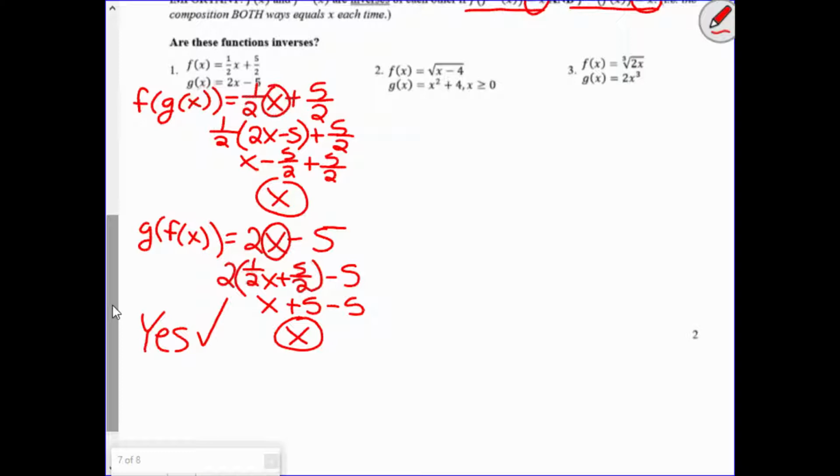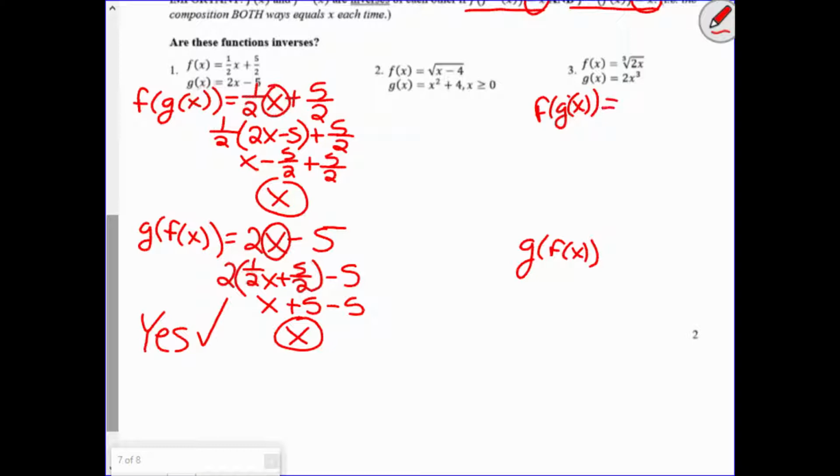Alright, I will do one of the next two with you, and you will do the one that I don't do by yourself. So which one do you want me to do with you? 3. Okay, cool. So for 3, I'm going to do f of g of x, and g of f of x. I'm going to do the inverse twice, switching which one's the input, which one's the base function.